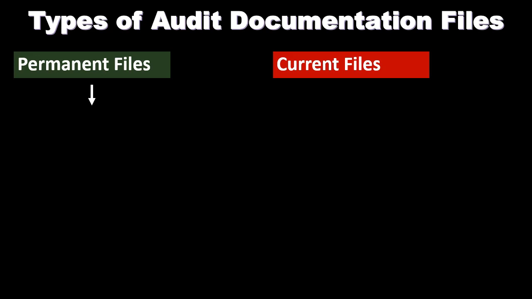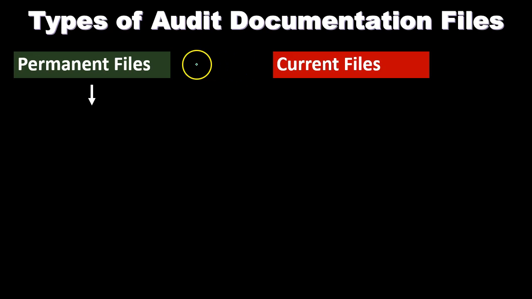Now, when we store our audit documentation, we're typically going to have a client file, and oftentimes it'll be grouped in two types of client files. We'll have a client file for the permanent files, and then we'll have a client file for the current files. So the current files are going to be the current information that we're working on, the current audit, the current year that we're going to be working on.